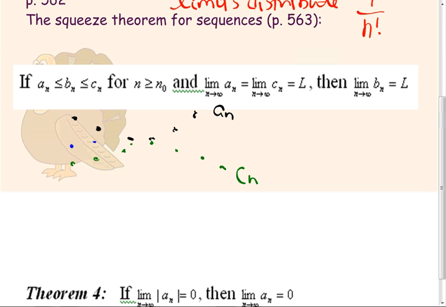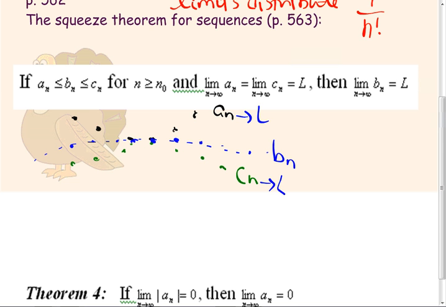Then what do you think about the limit of this one? If this limit is L and this limit is L, what do you think about b sub n? The hard part is figuring out what to trap it between. Hopefully one will be 0. And if you can show that the other sequence goes to 0 wherever you're looking, then b sub n is trapped between them. It's going to have to also be 0. So remember the squeeze there?